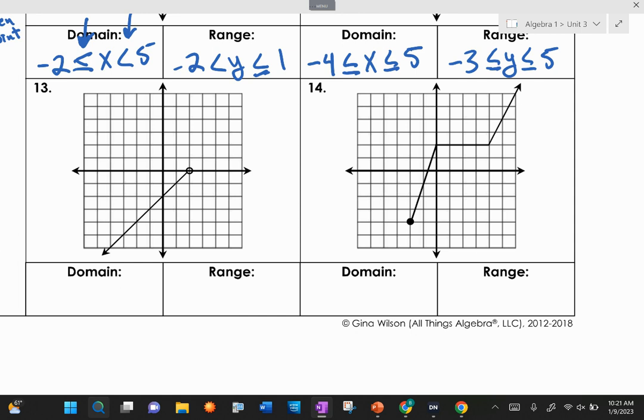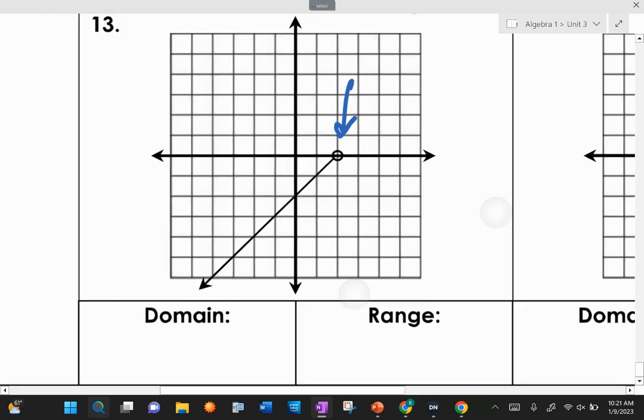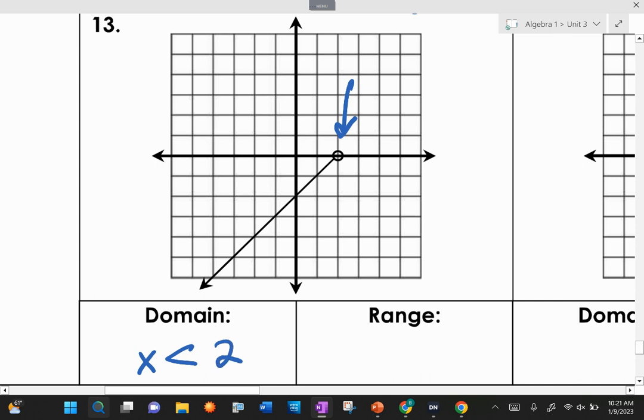Okay. So what's the highest possible value for x? How far does it go to the right? So to this point right here. Yeah, it goes over 2. So we've got x is less than 2. Do we need the or equal to? Why not? Because it's an open point. Right, Adam? Open point. Good.